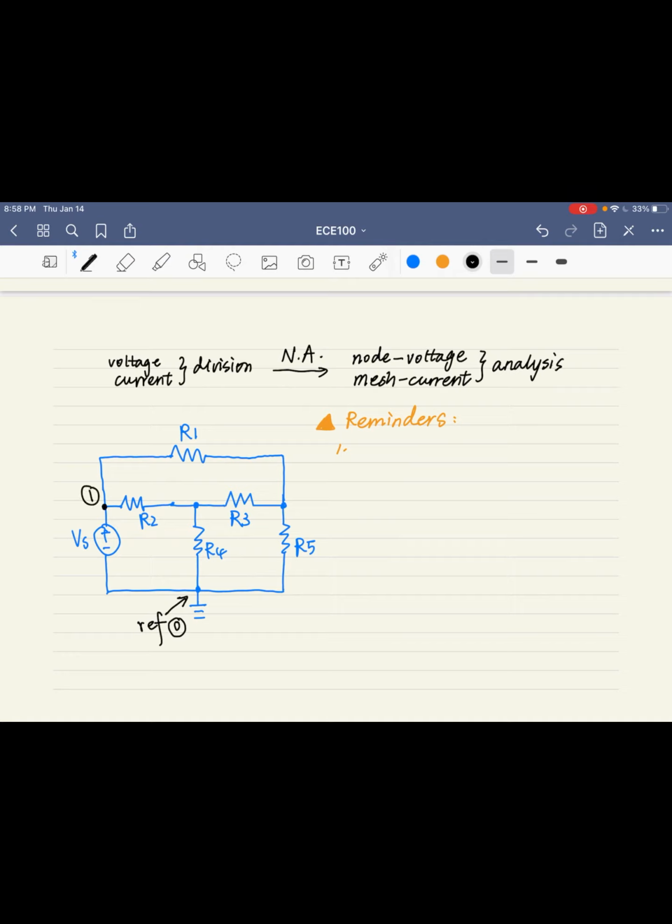Let's first give names to the other nodes as well, so we can communicate more efficiently. See, given the negative end of the voltage source as a reference node, we can immediately get V1 at node 1, right? So V1 is equal to Vs. So we don't need to write the KCL equation at node 1 now, because we already know V1.